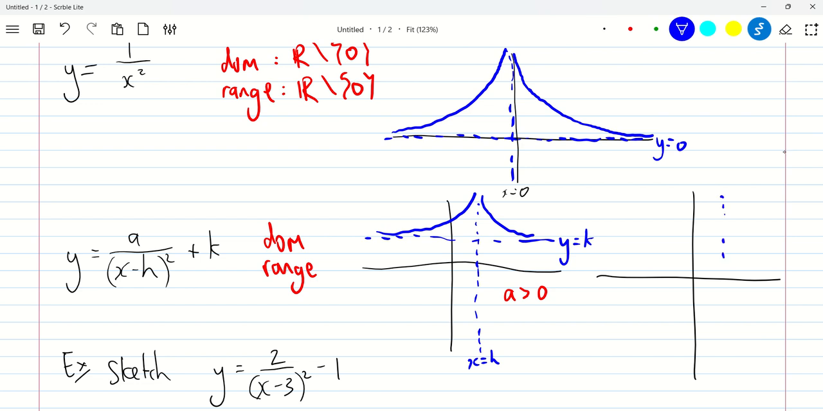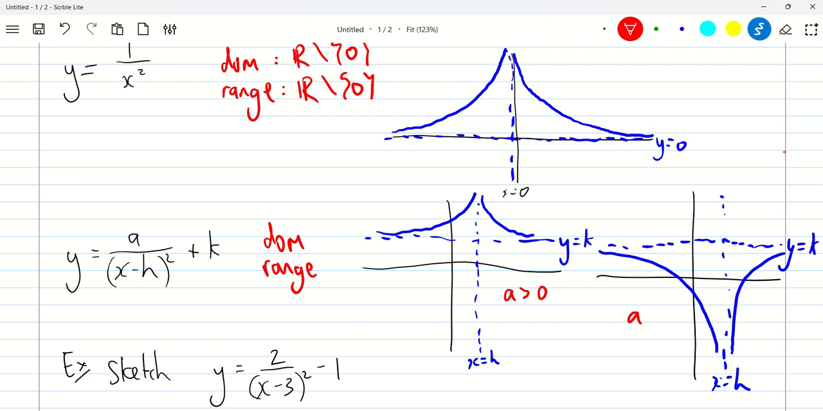So again, x equals h, y equals k. But if a is less than 0, then we actually get a flip. It goes upside down, gets reflected in an asymptote. Hope that makes sense about how that shape works, and that allows us to sketch any of these.